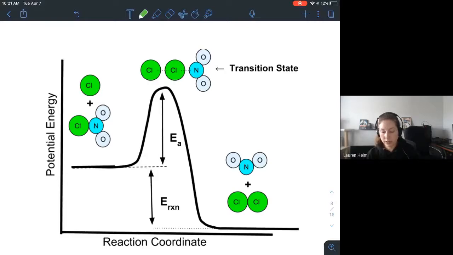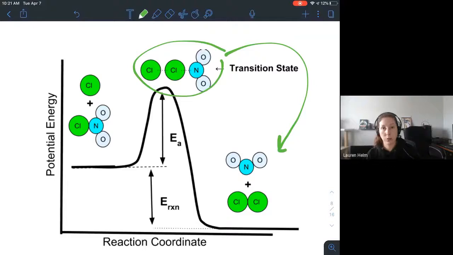Now, for us to get to the transition state and ultimately to our products, they have to collide with enough energy that that chlorine can pull the other chlorine off of the NO2, and it has to hit with correct orientation. If that chlorine bumps into an oxygen, no reaction.